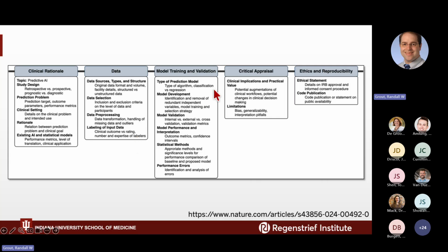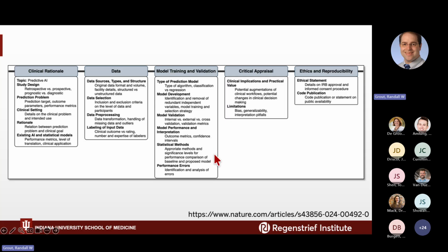In the model training and validation, this is getting to the nitty gritty. This is how it's actually working. The type of algorithm, the classification versus regression type of prediction model, the development of it, how the model was trained, the selection strategy, the model validation, how it performed, outcome metrics, confidence intervals. The different guidelines and reporting recommendations and frameworks have more details, but these are the overall concepts and items that would be captured.